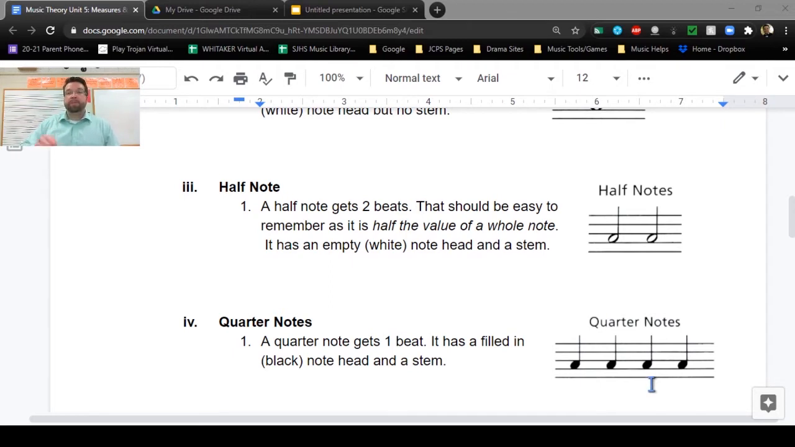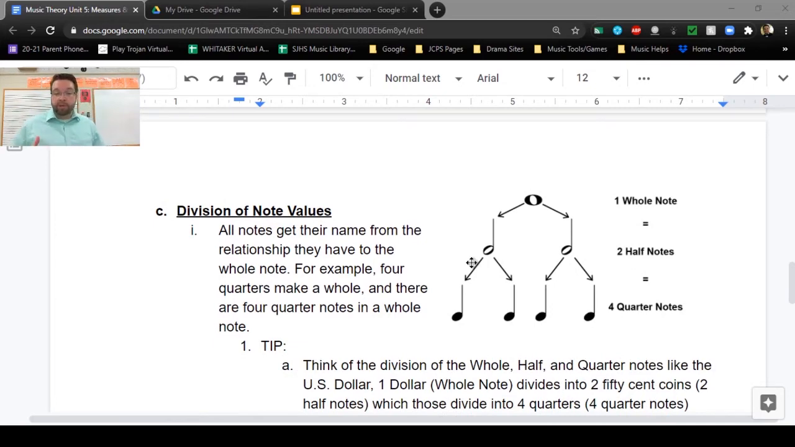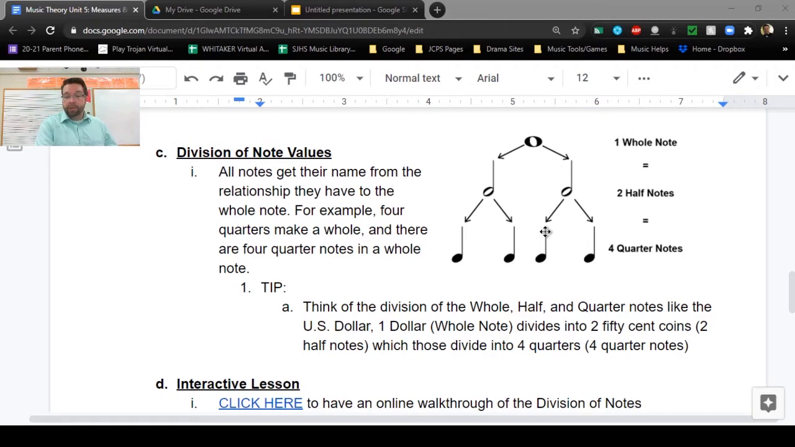Each half note gets a held out tone that's worth 2 beats. The whole note gets 1 single tone that's held for 4 beats. Okay? So those are the whole, half, and quarter notes. Now here's another way that you can see the division of the notes. All the notes get their name from the relationship that they have to the whole note, as you can see here. For example, 4 quarter notes, 1, 2, 3, 4, equals a whole note.